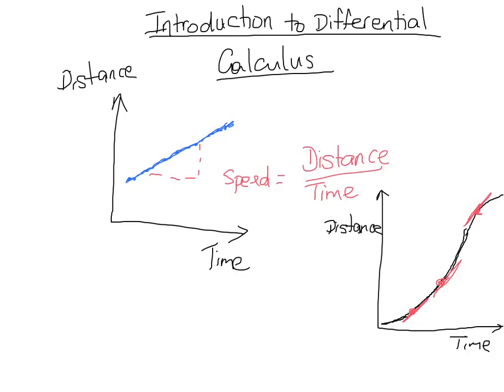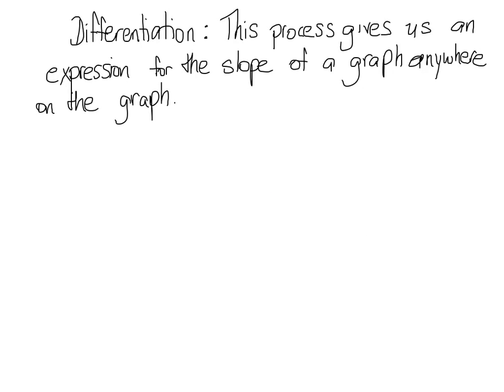So what's the process of finding the slope at any point on a graph, even if it's curved? Well, that process is called differentiation. So let's go over what we just spoke about. Differentiation is the process that gives us the expression for slope anywhere on any graph, as long as you have the equation for that graph.